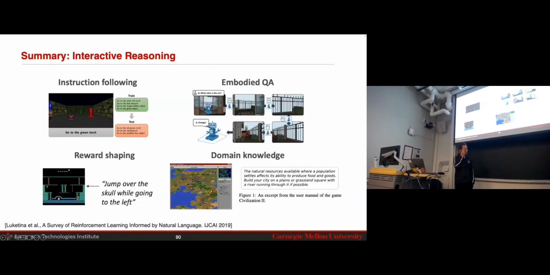Okay, to summarize, we saw a couple of examples. Instruction following, where the instruction is inherently important to the task. We have to follow these instructions. Embodied question answering, extending VQA to embodied setting, where you don't see the whole state and you have to move around before you see it. Reward shaping, where you're defining external rewards, sometimes through MTurk, sometimes through instruction manuals to help you, and domain knowledge as well. Domain knowledge, usually instruction manuals are also a good form of domain knowledge.